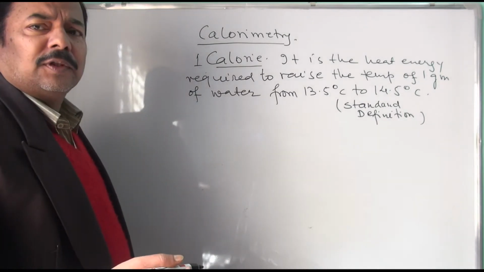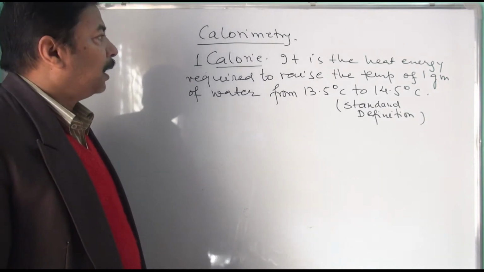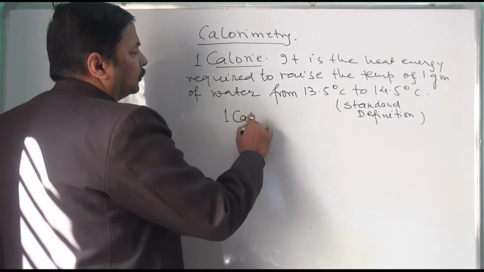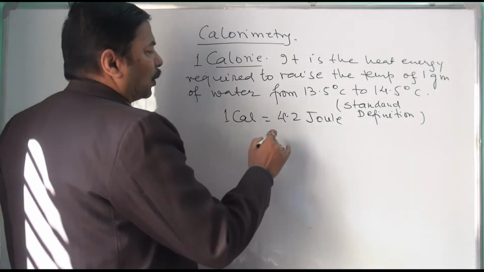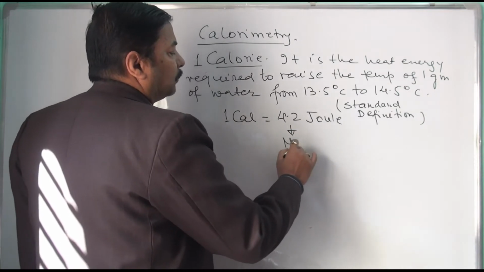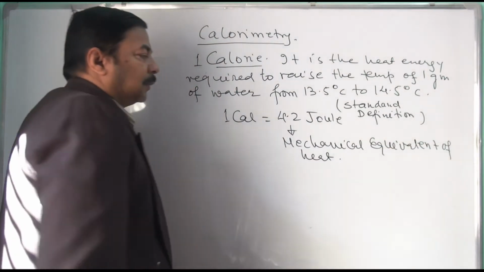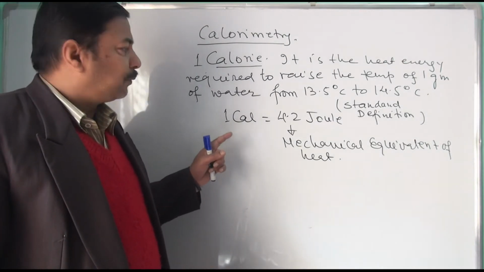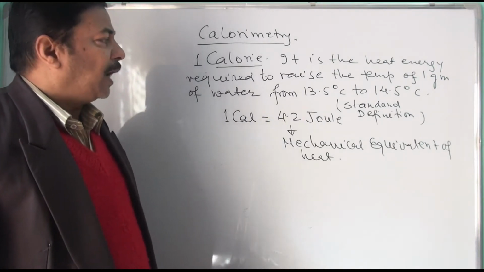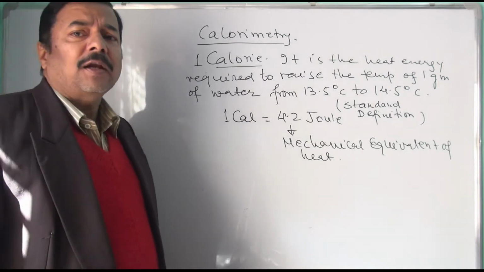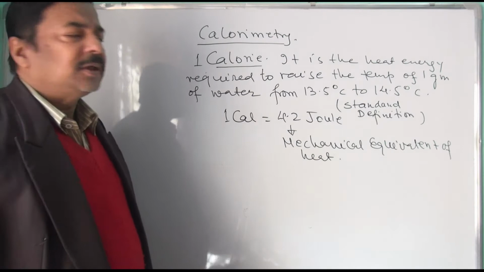Now, when we understood that heat is a form of energy, naturally the joule is the SI unit of energy. Naturally there should be some relation between joule and calorie. So 1 calorie is 4.2 joule. This is basically a conversion factor. Experimentally it has been determined that 1 calorie equals 4.2 joule, and this conversion factor is called the mechanical equivalent of heat. And now we can understand that heat, work and energy all have the same unit, that is the joule. Now certain terms are related with calorimetry.